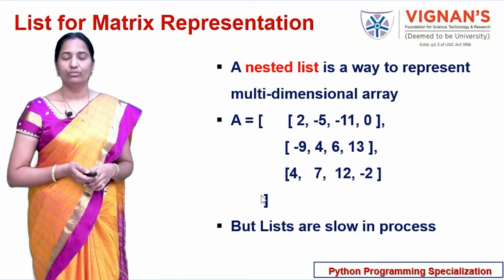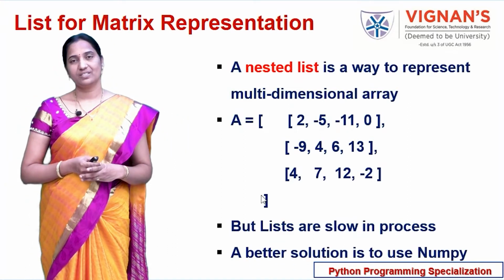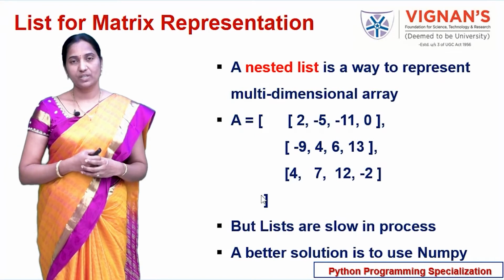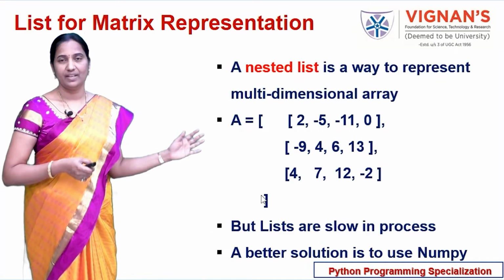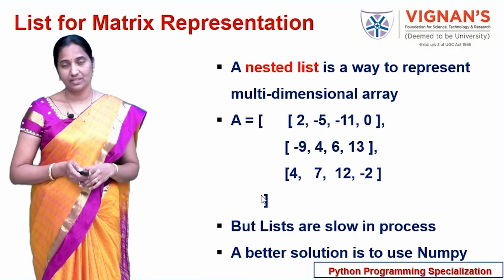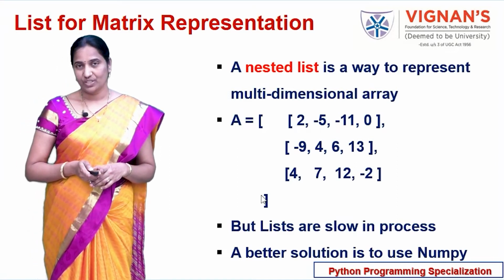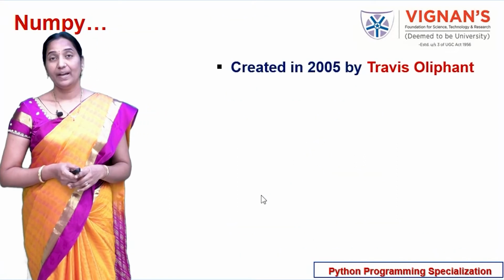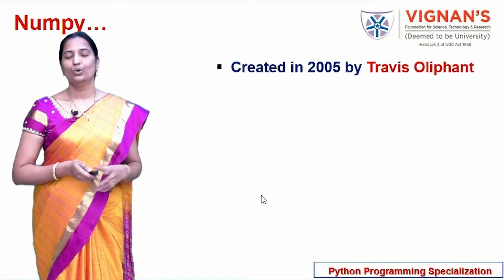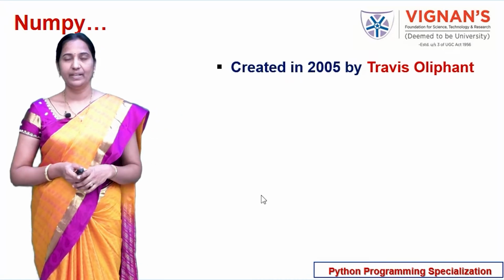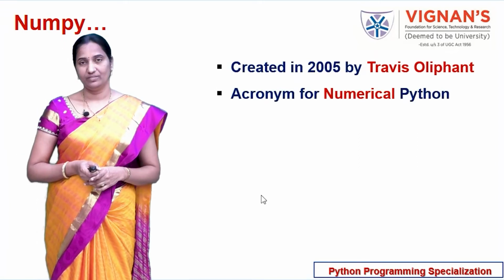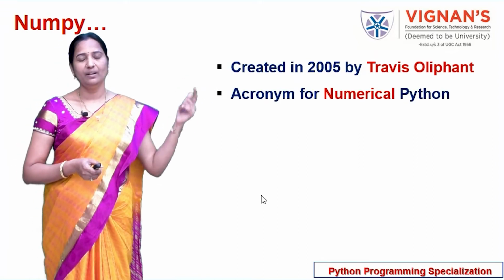Another alternative for the representation of matrices is the NumPy package. Python supports a beautiful package for supporting matrix operations, that is NumPy. NumPy is obviously a better solution for the representation of matrices and matrix operations. Now let us see what NumPy is. NumPy is an extended library supporting various matrix operations, which was created in the year 2005 by Travis Oliphant. It is an acronym for Numerical Python. So, NumPy stands for Numerical Python.